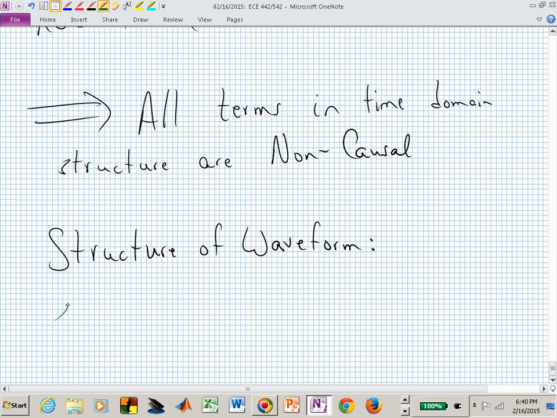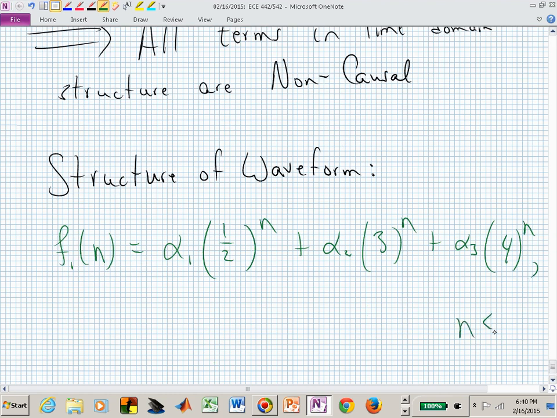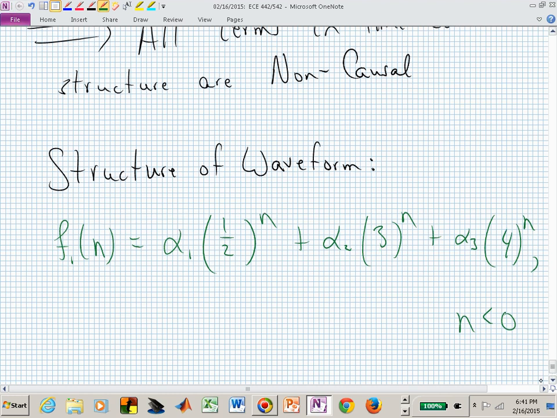All of my exponents, or structure of the waveform, if you needed to write it down, let's say f sub 1 of n is alpha 1, 1/2 to the n plus alpha 2, 3 to the n plus alpha 3, 4 to the n. This is true for n negative. We could write it as 1. We didn't have to break it up. It's not two-sided. It's one-sided, and it's left-sided. It's non-causal. These are negative indices. Are those three pieces well behaved?